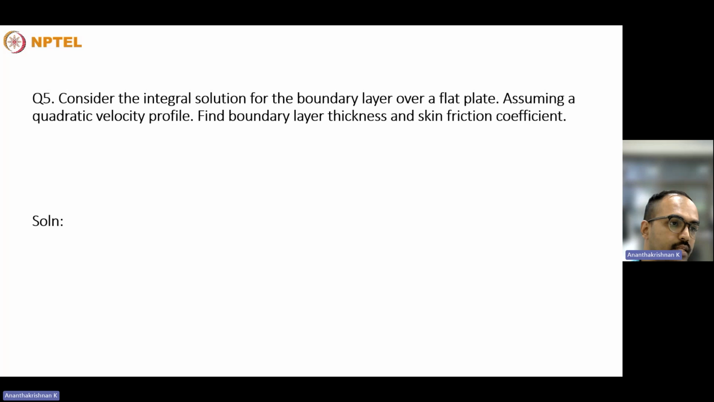So, we have to consider the integral solution. We have to determine the integral solution for the boundary layer over a flat plate. We need to assume a quadratic velocity profile. And just like the first question, we have to determine the boundary layer thickness and skin friction coefficient. So this is an integral solution, and we have an integral equation, and we substitute the quadratic velocity profile in the integral equation.